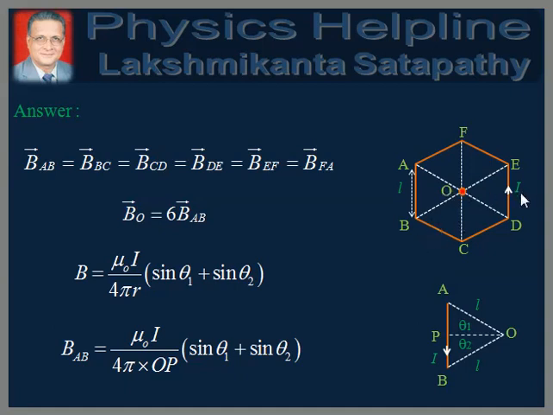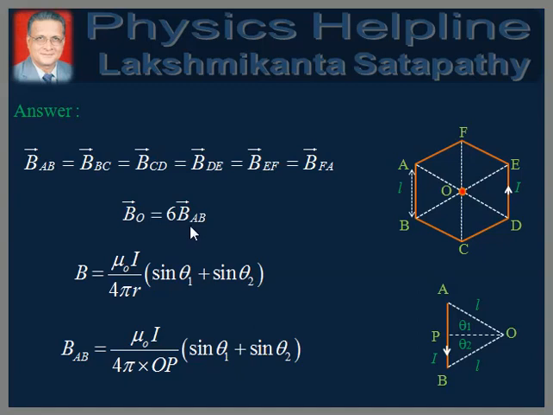Again, if you hold any side in your right hand and thumb pointing in the direction of current, then the curling fingers at O will come out of the plane of the figure for all sides. Therefore, the direction of the magnetic field produced by all the sides at O are also equal. Therefore, we have written the vector equation B_AB = B_BC = B_CD = B_DE = B_EF = B_FA. Since all of them produce equal magnetic fields at O, we can write the net magnetic field at O, B_O, is equal to 6 times B_AB.